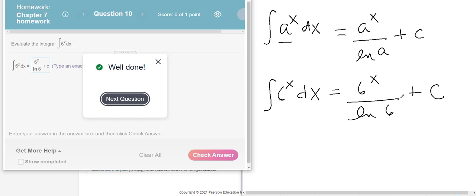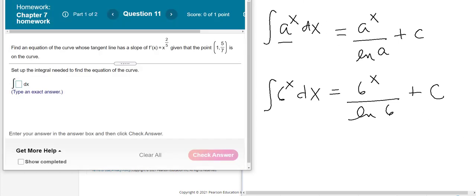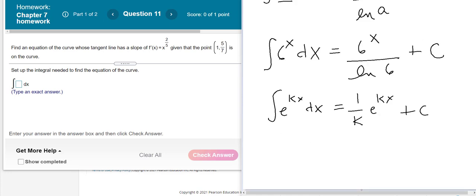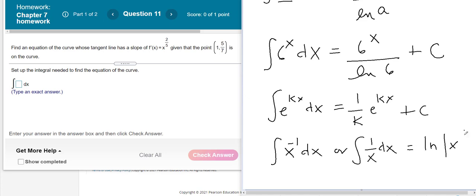So this formula you need to remember. Also remember the integral of e to the kx dx is 1 over k e to the kx plus c. And the integral of x to the negative 1 dx, or 1 over x dx, is the natural log of the absolute value of x.